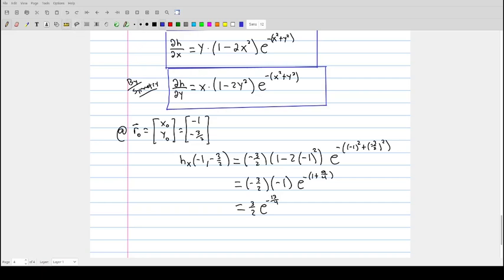So the x partial derivative of h at the point -1, -3/2 is directly given by this value. This is exactly the slope of the x trace at y equals -3/2.